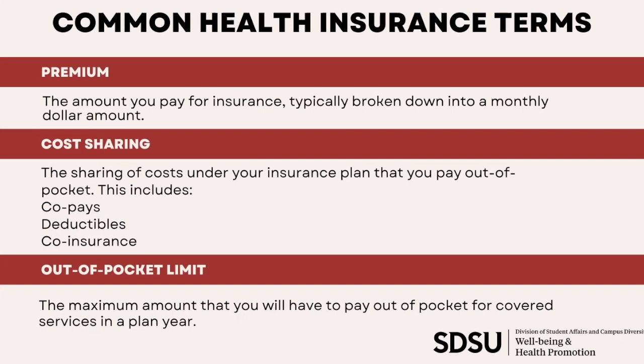Then we have an out-of-pocket limit, which is the maximum amount that you will have to pay out of pocket for covered services in a year plan. Essentially, you will not be expected to pay anything past this dollar amount in a fiscal year for covered services. Keep in mind that this only includes covered services by your insurance, often excluding out-of-network costs and services that are not listed on your plan's benefits.